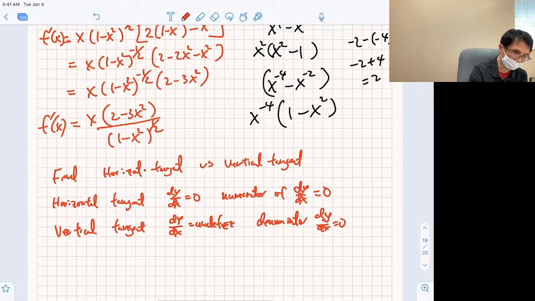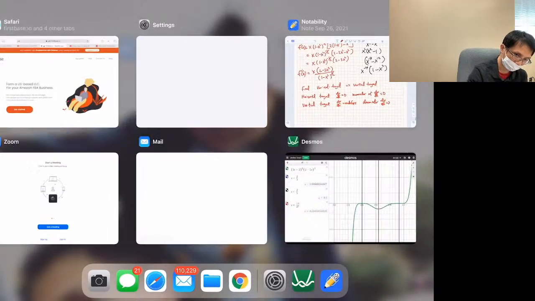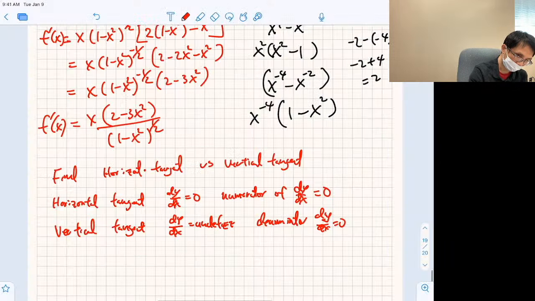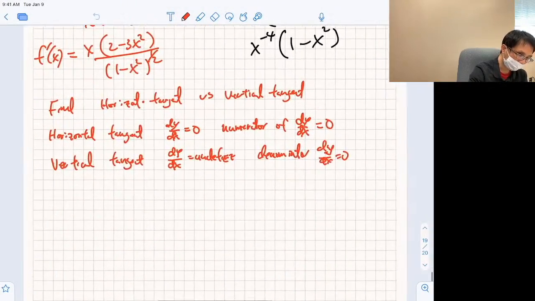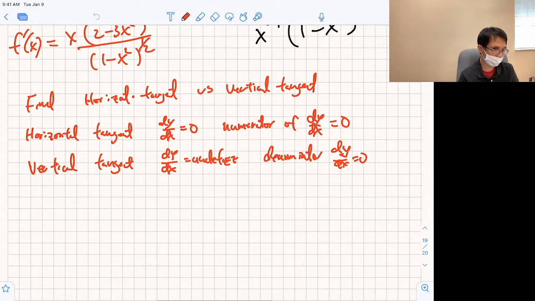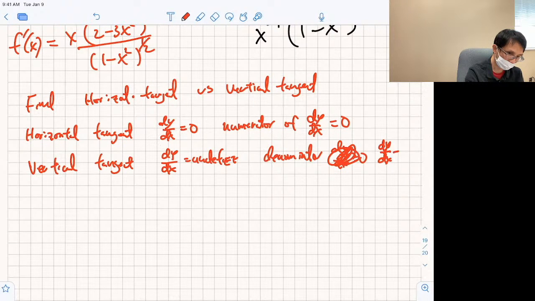Question about this part. Wait, what's the vertical tangent? The vertical tangent? Well, vertical tangent is when the denominator of dy dx equal to 0. Why the denominator of dy dx? Because when the bottom equals 0, the dy dx is undefined.